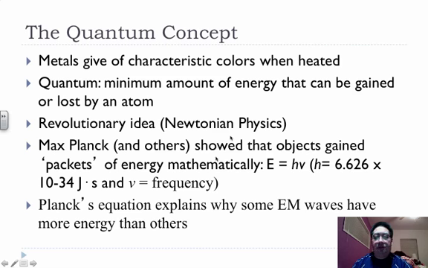Max Planck, whose equation we've talked about before, showed that objects gain little packets of energy, which we've called photons, in a mathematically repeatable fashion. This is Planck's equation. We know h is a constant. The idea here is that Planck's equation shows why some EM waves have more energy than others. So why purple light causes my glow-in-the-dark paper to glow or lights the match that I showed you guys, while other colors of light aren't capable of that.